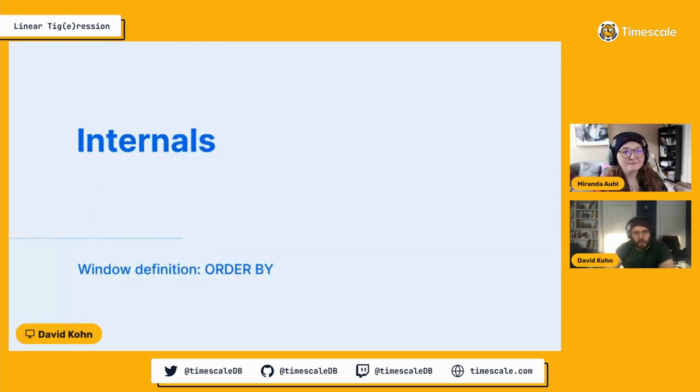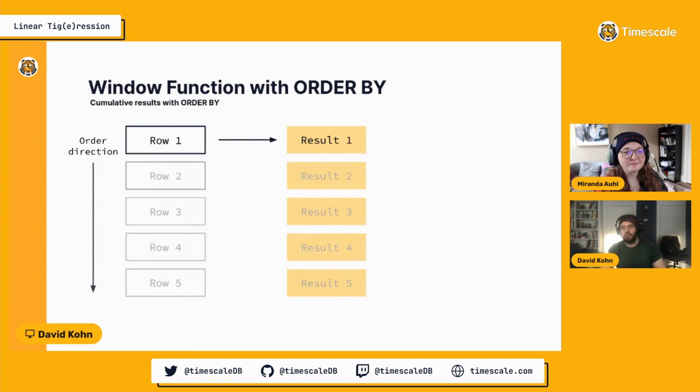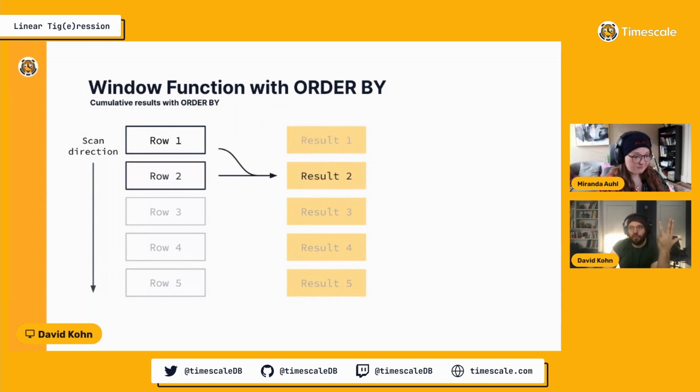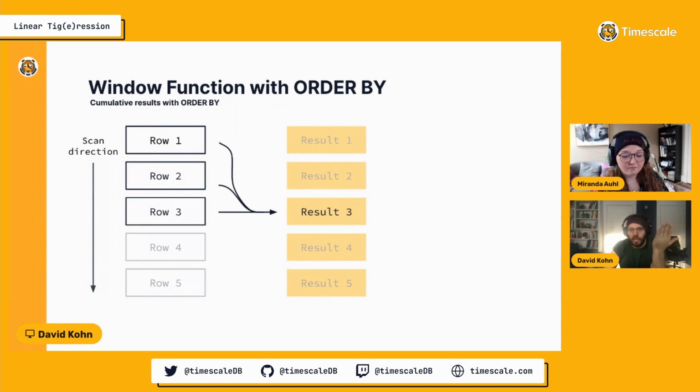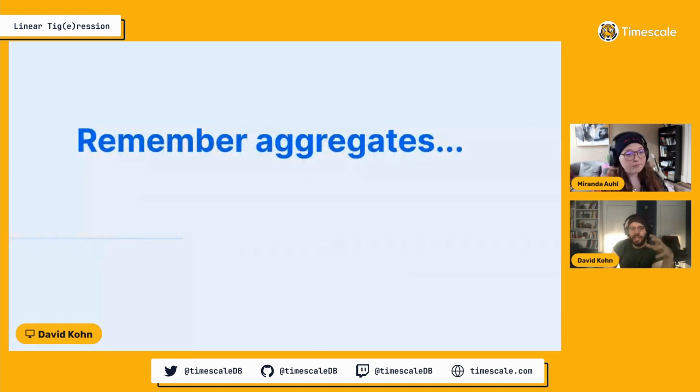Okay, so we get a cumulative result. So what do the internals for this look like? We have a direction that we've ordered our rows in. And as we scan over, for this cumulative result, we're scanning in the order direction, or the scan direction, and we get a result for row 1. And then for row 2, we're now taking results from the previous 2 rows. And for row 3, we're taking results from the previous 3 rows, right? So as we scan these rows, we're adding in a new result each time. So what does that look like actually internally?